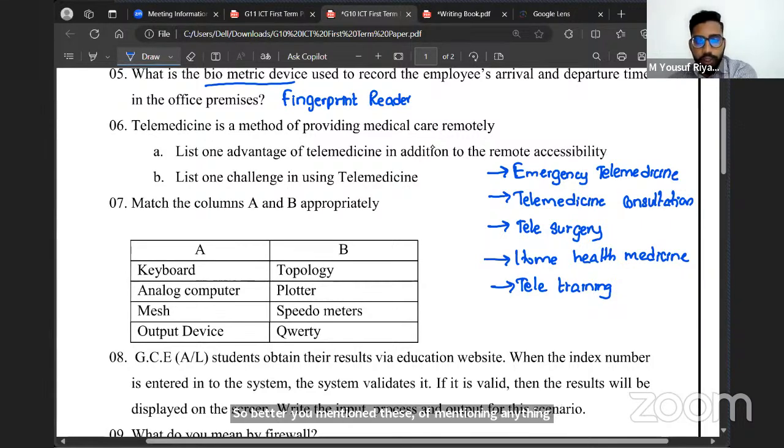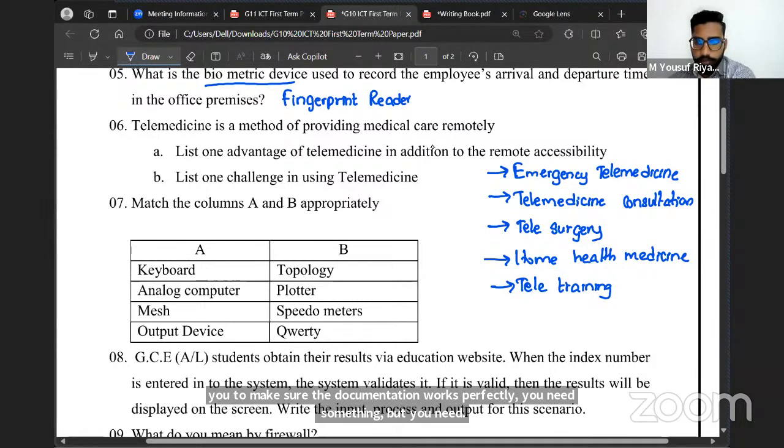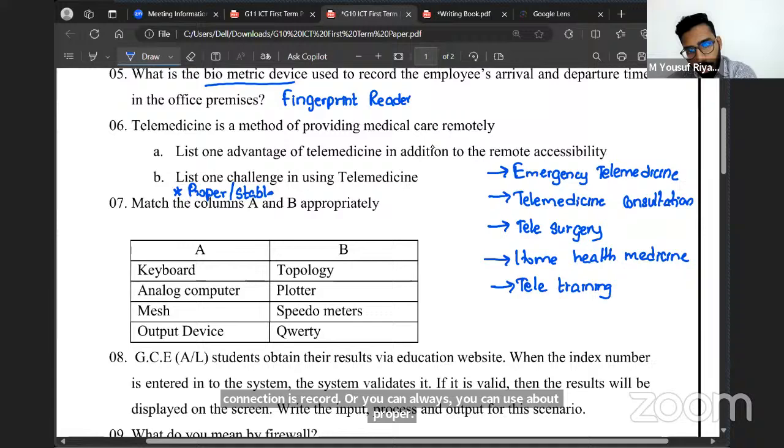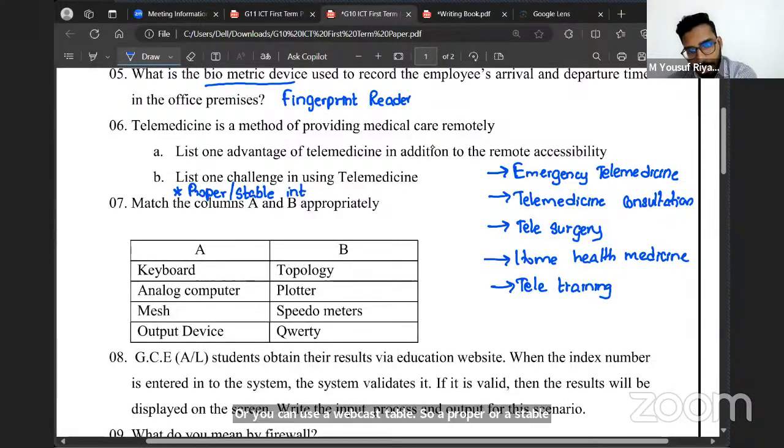List one challenge in using telemedicine. To make sure telemedicine works perfectly, you need something. What do you need? A proper what connection? Exactly. Normally in telemedicine, a proper internet connection is required. Or you can use the word stable. So a proper or a stable internet connection is required. That's the only challenge you might face with telemedicine.